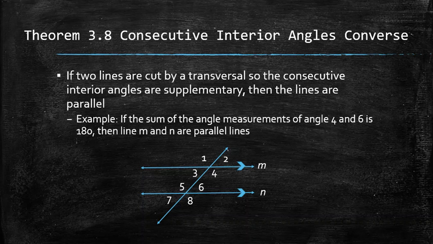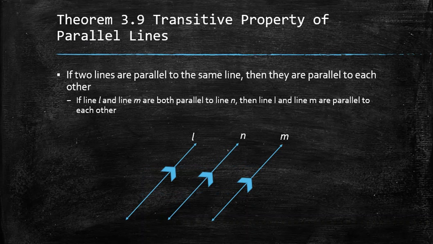Finally, Theorem 3.8, Consecutive interior angles converse. If two lines are cut by a transversal, so the consecutive interior angles are supplementary, which means they add up to 180, then the lines are parallel. For example, if the sum of the angle measurements of angle 4 and angle 6 is 180 degrees, then line M and N are parallel lines.